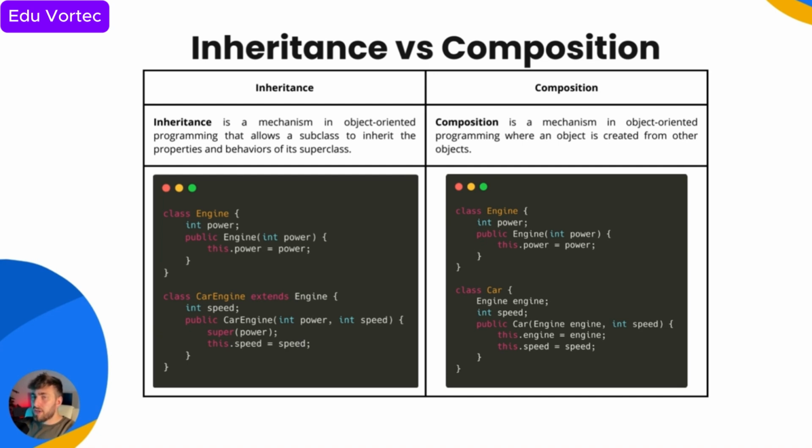In conclusion, inheritance and composition are two important concepts in object-oriented programming that provide different mechanisms for creating objects. Understanding the difference between the two and when to use each is an important part of being an effective Java programmer.